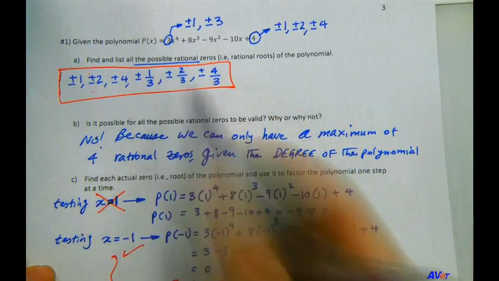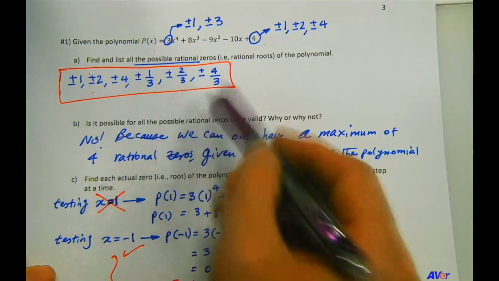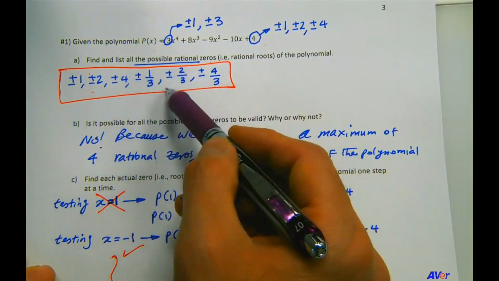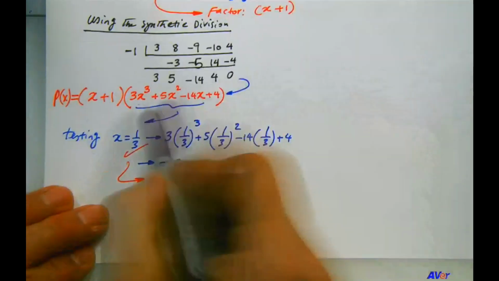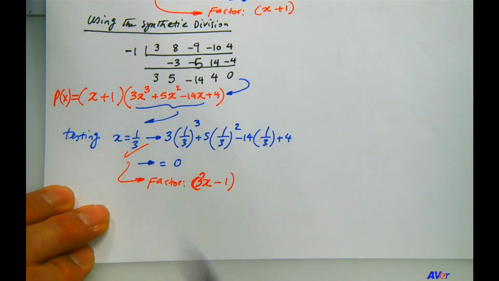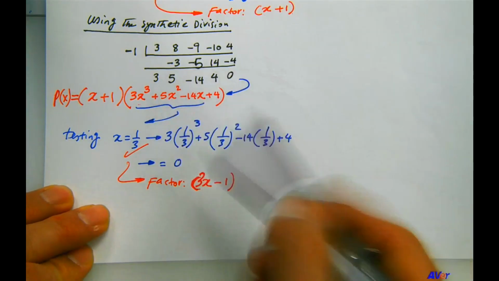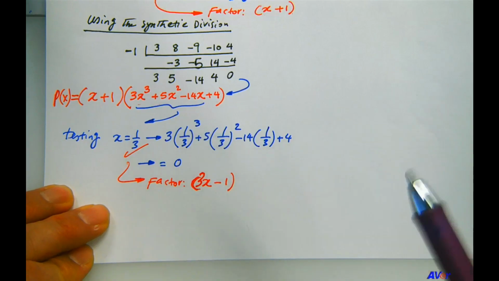I mean, you can go on trying these. You can try the ones that didn't work, the ones that you have not yet tried in here, to see which one will make this 0. But it seems that it's easier if you use the long division and synthetic division to find the other factor.